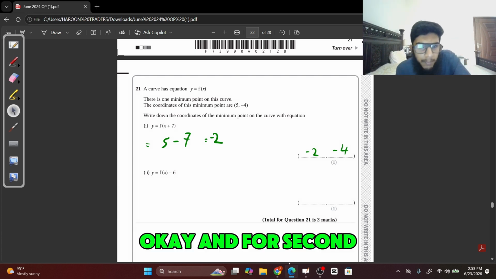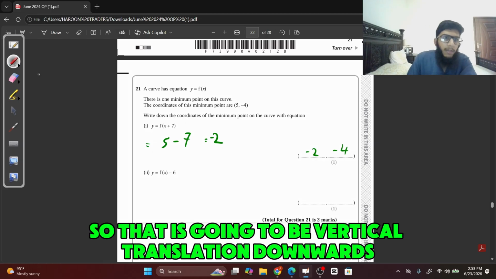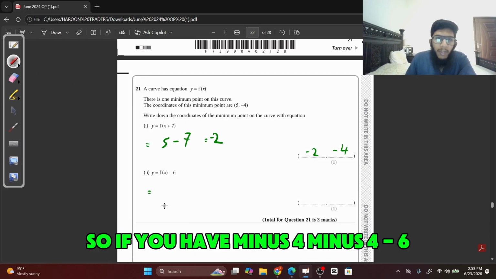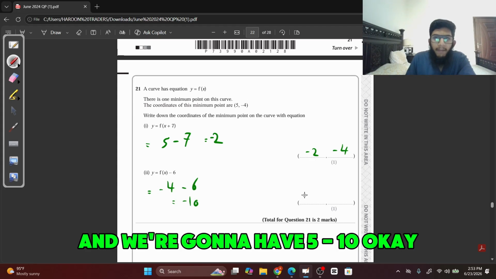Okay, and for the second, y equals f(x) minus 6. So that's going to be a vertical translation downwards. So we're going to have to subtract that. So if you have minus 4 minus 6, that's going to give you minus 10. And we're going to have (5, -10). Okay.